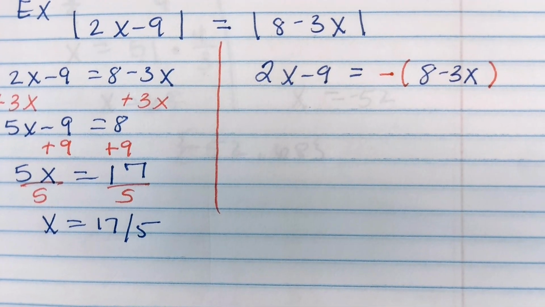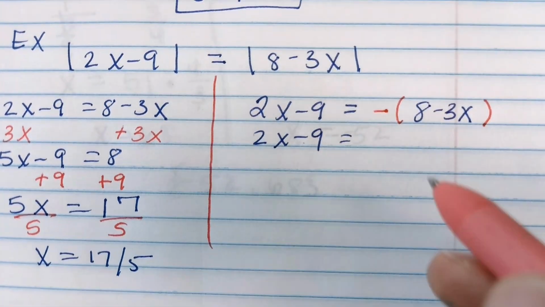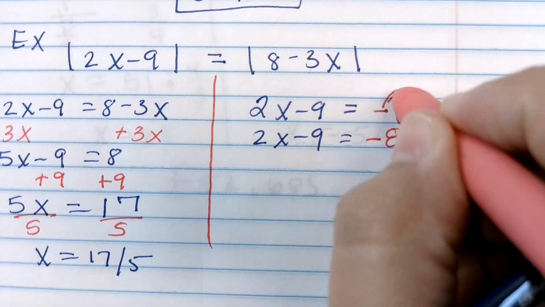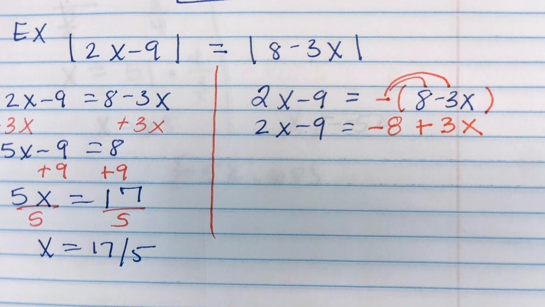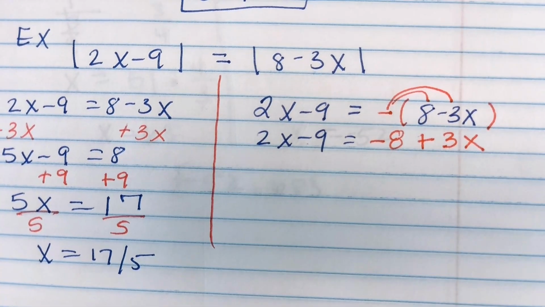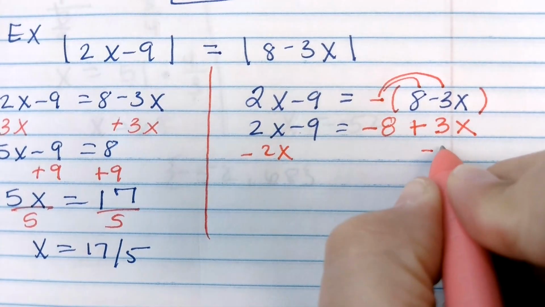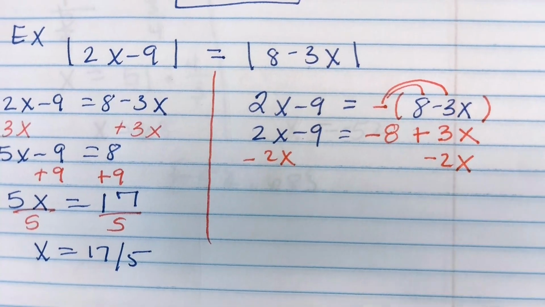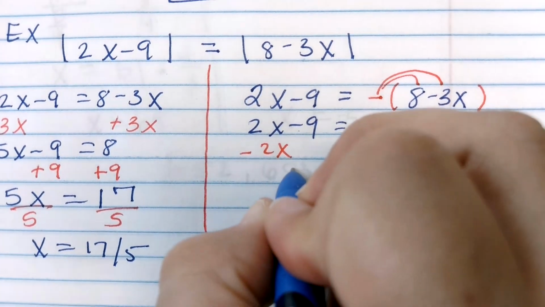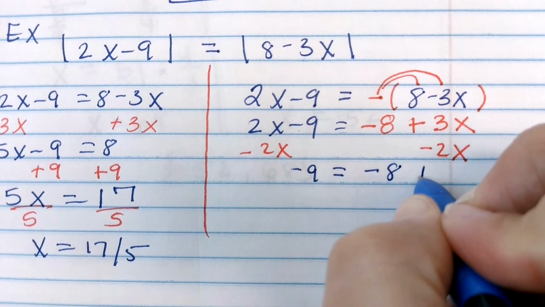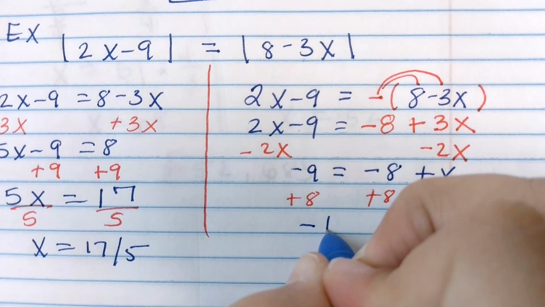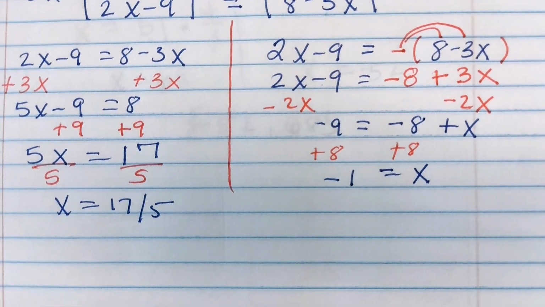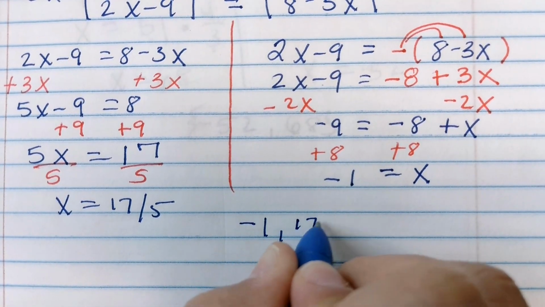Either way is fine. Okay, over here, 2x minus 9, and then we have it equal to, distributing the negative 1, we have negative 8, and then negative 1 times negative 3 is positive 3x. Okay, I'm going to subtract the 2x. I'm just trying to keep it positive. You can do this any way that you want. If you are fine dealing with the negatives, that's okay too. Okay, add 8 gives us negative 1 equals x. So again, two answers, negative 1 and 17/5.